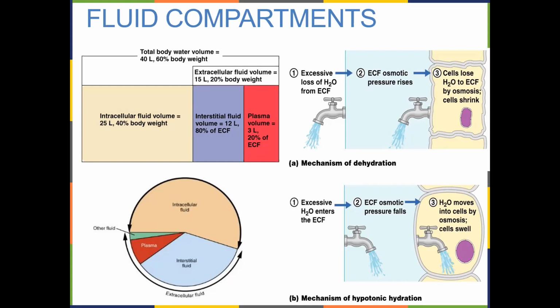If we overhydrate, and the term is hypotonic hydration, if we drink too much water, the water in the interstitial fluid will rise. That will dilute the salt. And all of a sudden you've got higher water levels outside the cell than the inside. Water goes into the cell and the cell starts to swell up. We don't like that either.